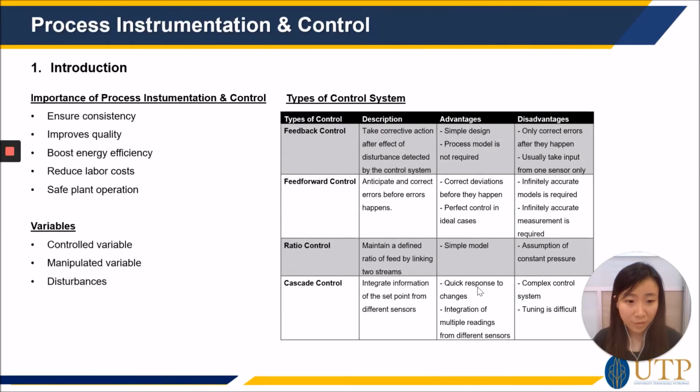I'm Yuan and I am going to discuss the process instrumentation and control of our project. I would like to start with a simple introduction to the P&ID. The P&ID is very important for a chemical process to ensure consistency and improve the quality of the product by maintaining certain ratios of feeds and maintaining parameters such as pressure and temperature, and also to boost the energy efficiency of the process.